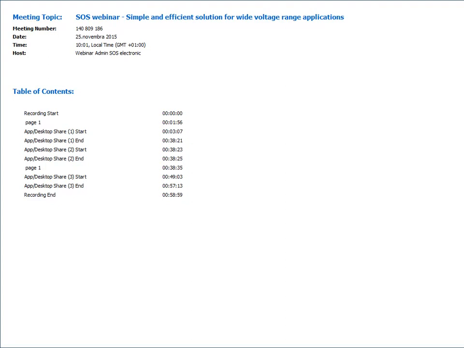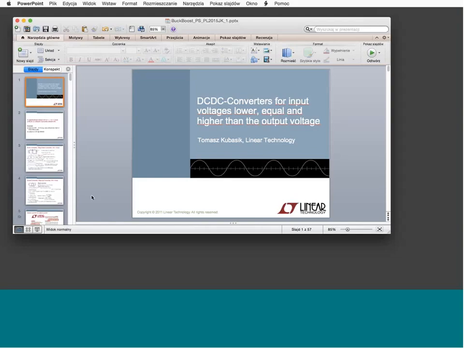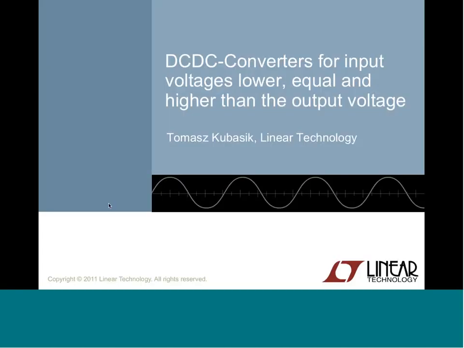Today, we will discuss the theory behind technical criteria and solutions. We will be discussing the DC-DC converters for the input voltage that is below, equal, or higher than the output voltage required. Hold on a second, I will try to share my presentation to be visible to everybody. Right now it should be visible.